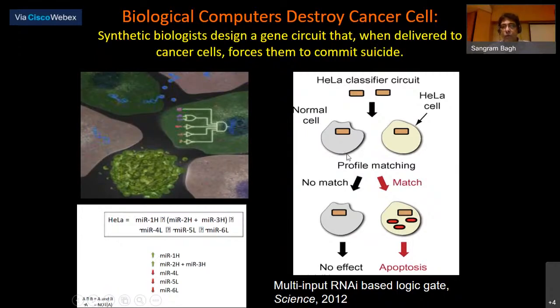And if they don't find any match, this is not going to do anything. So the cell will just go out like that, right? So this is a proof of principle that when you think about this programming using biology, you can do many things which you cannot do with genetic engineering, the conventional biotechnology.